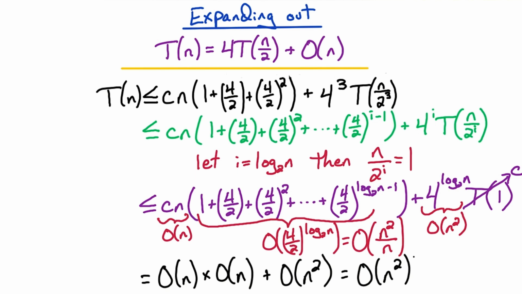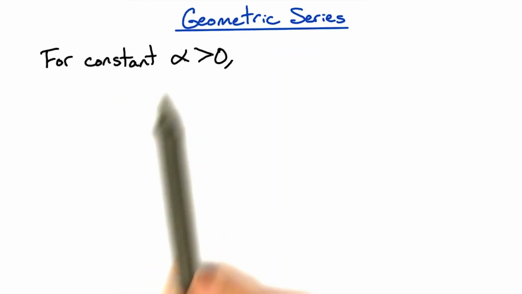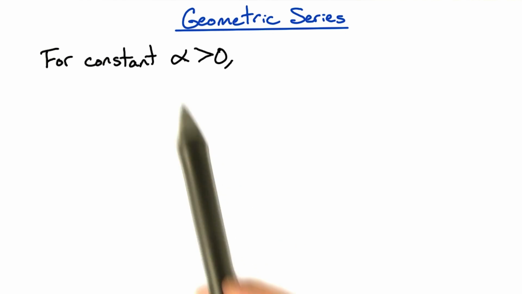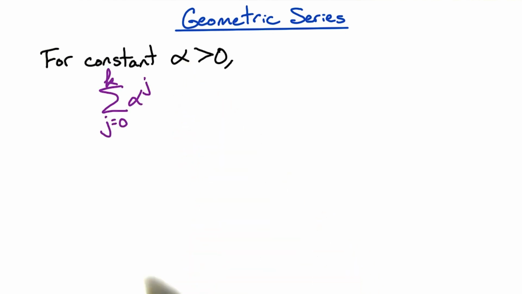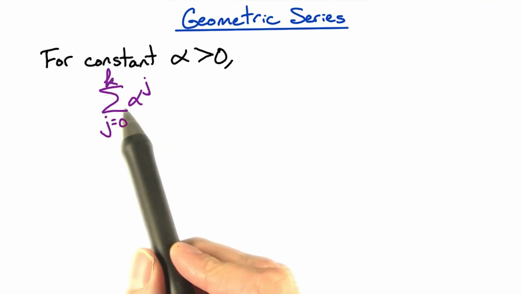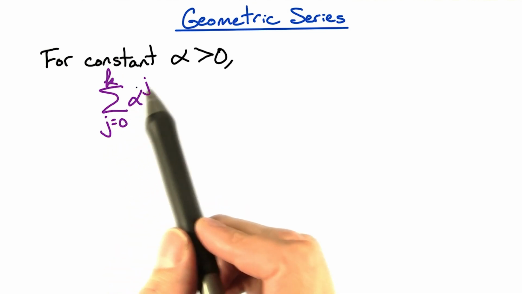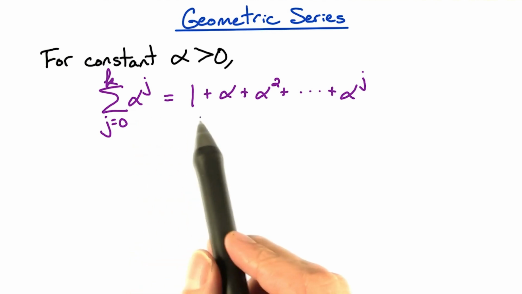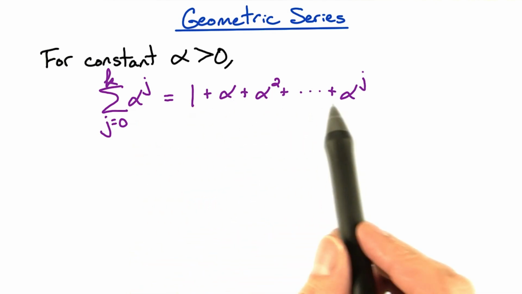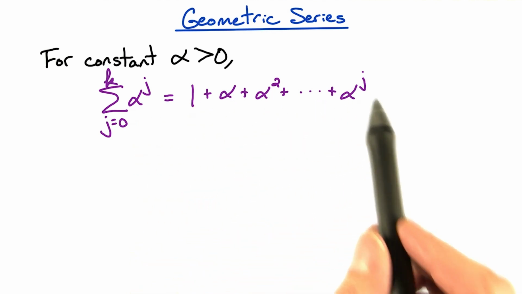The key element of these recurrences is this geometric series that arises. So let's take a look at geometric series in general. Consider some positive constant alpha. In our previous example, alpha was 4 over 2. And we're looking at this geometric series. We're summing over j going from 0 to k of alpha to the j. Expanding this out, we have 1 plus alpha, plus alpha squared, and so on up to alpha to the k.